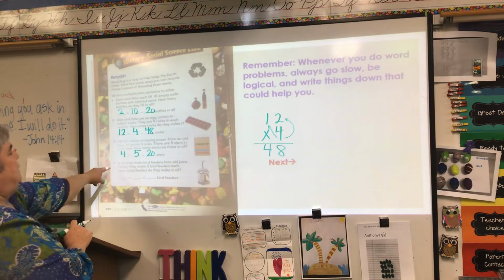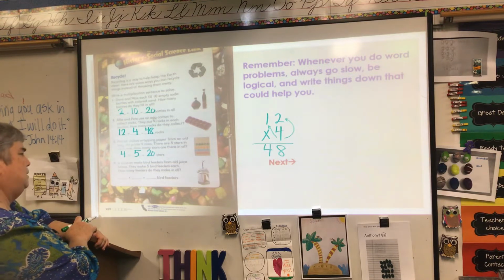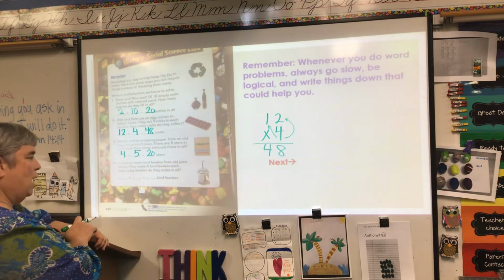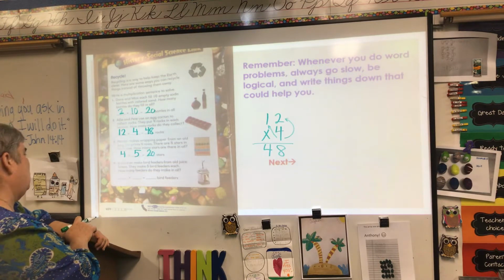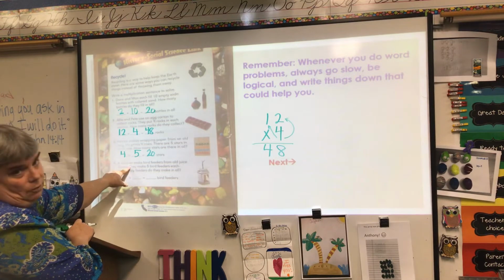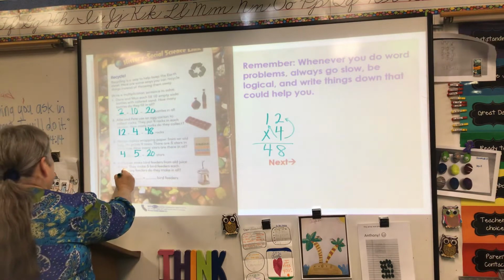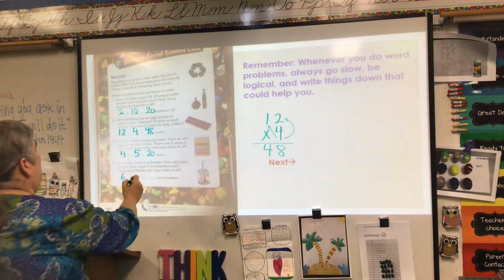Okay. 6 children make bird feeders from old juice boxes. Isn't that nice? They make 5 bird feeders each. How many feeders do they make in all? So it looks like my equal groups would be the number of children. So I'm going to say 6. And then each one of them makes 5.